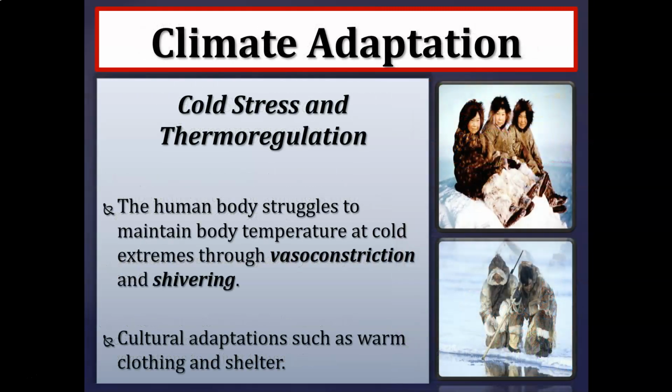All right, cold stress. The human body will struggle to maintain body temperature at cold extremes through both vasoconstriction and shivering. Vasoconstriction, again, is blood vessels becoming more narrow or constricted, and channeling that oxygenated blood to your core where your vital organs are located. And of course, there are also cultural adaptations such as warmer clothing, shelter, fire, and heaters. These are all cultural adaptations to extreme cold.